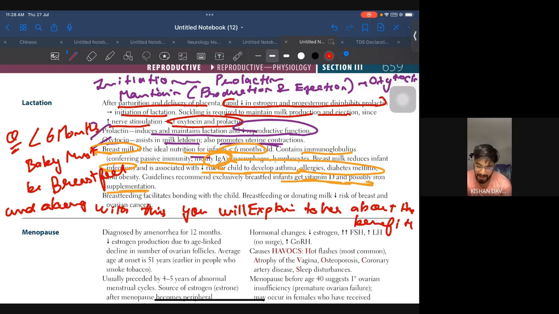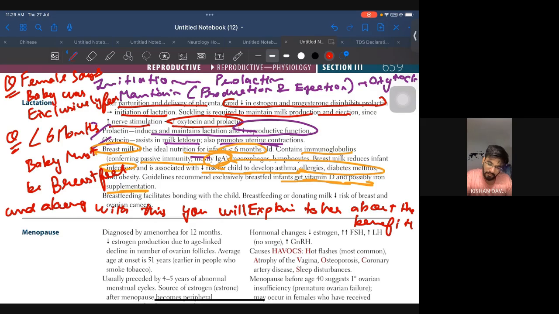And another question that they ask is, the female will say the baby was exclusively fed on breast milk. In the question, they will ask what the deficiency is over here. So the deficiency will be vitamin D and iron deficiency. Okay, vitamin D and iron are important. You should know this.